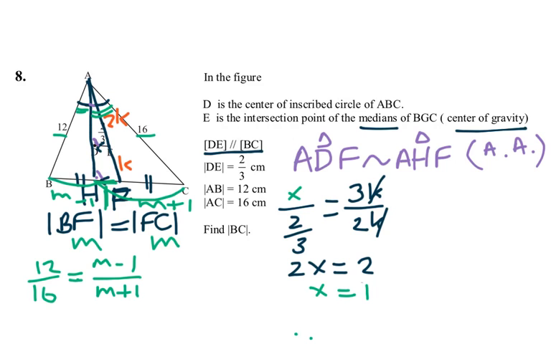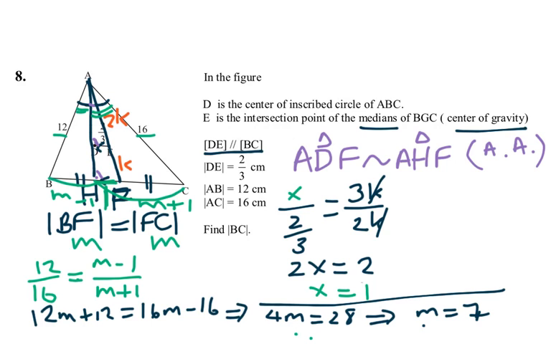And with a bit of algebra, sorry, running out of room there, we can see that M is equal to 7 here. So BC was BF plus FC, so BC would be 2M, and we see that that length is 14 centimetres.